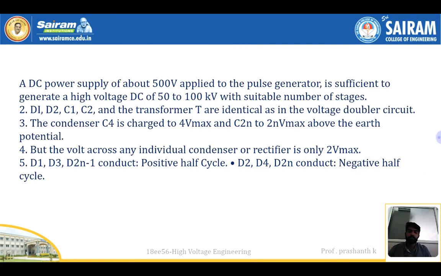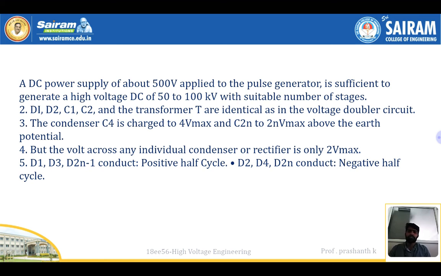So a DC power supply of about 500 volts applied to the pulse generator is sufficient to generate high DC voltages of 50 to 100 kilovolts. See here, the supply we are giving is 500 volts, but the output we are getting is 50 to 100 kilovolts, with a suitable number of stages.